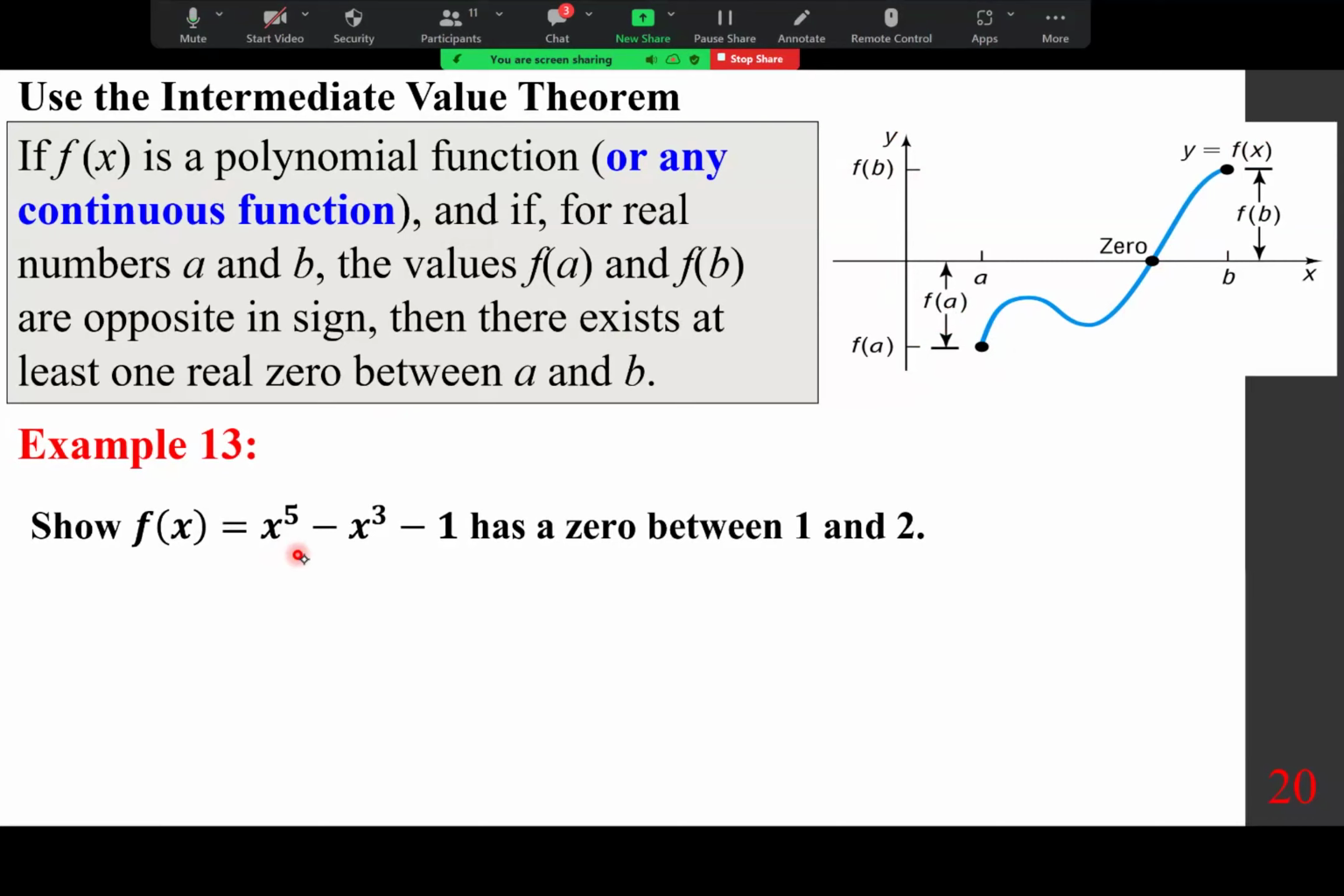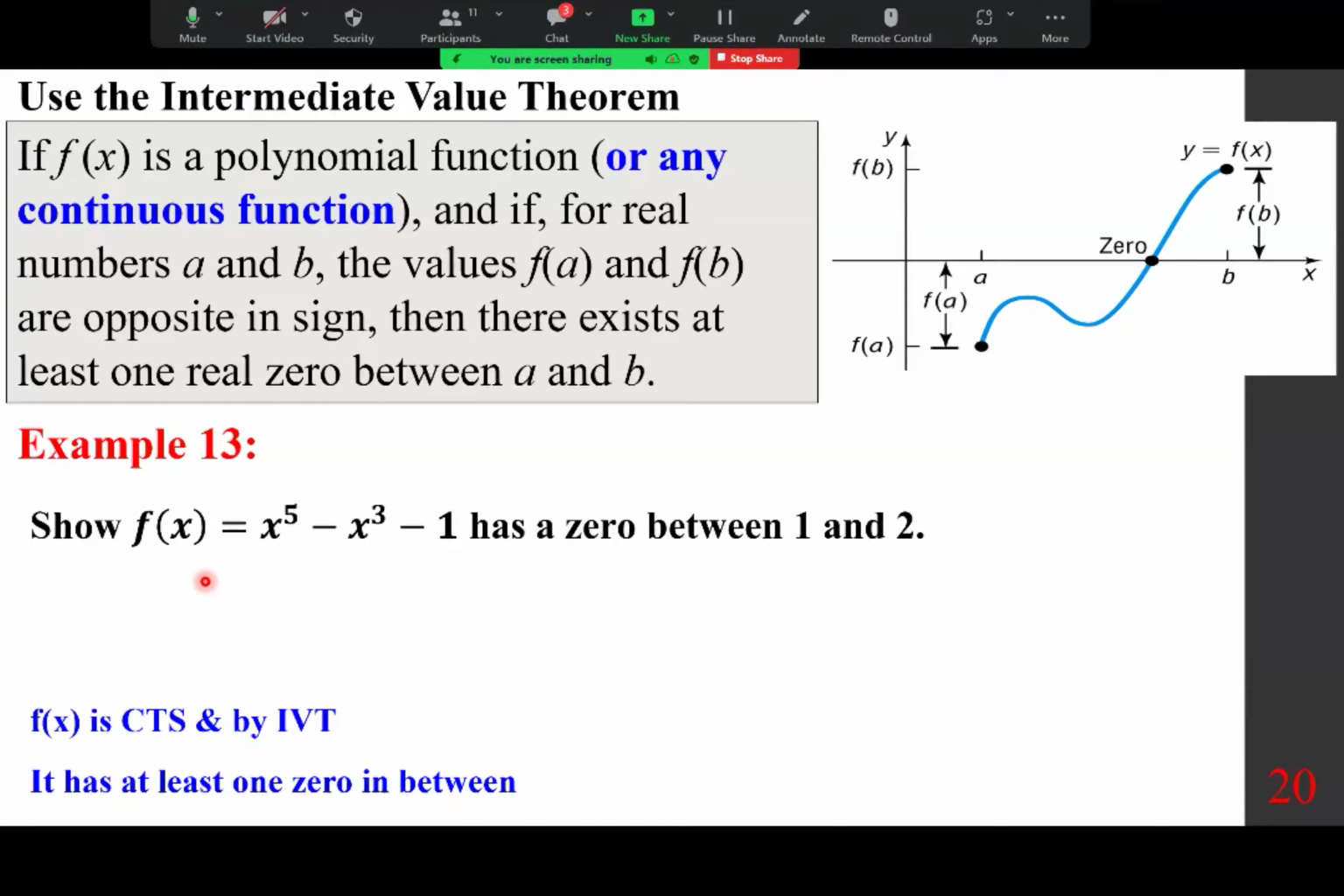So if they say specific numbers, then you plug in those specific numbers. If they say show that there is a zero somewhere, then it's trial and error to figure out at some point the function must have a functional value which is positive and at some point is negative. So for example, f of 1, f of x is continuous, and by intermediate value theorem, it has to have at least one zero in between. Let's look at it to find out why this would be the case, and that's extremely important.